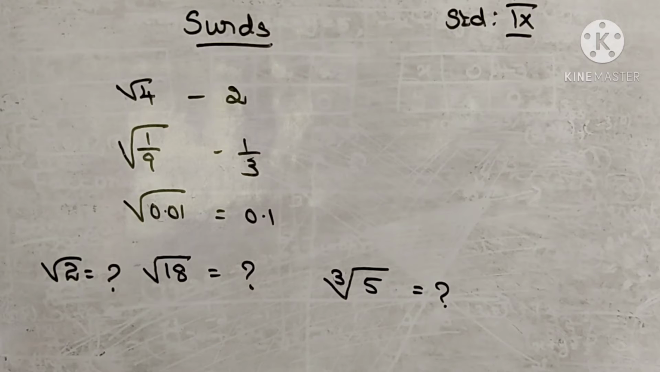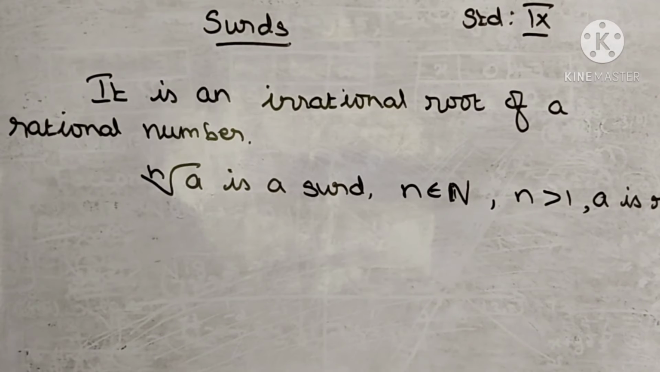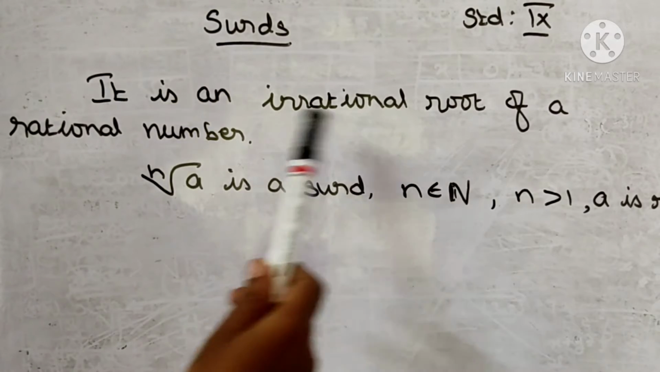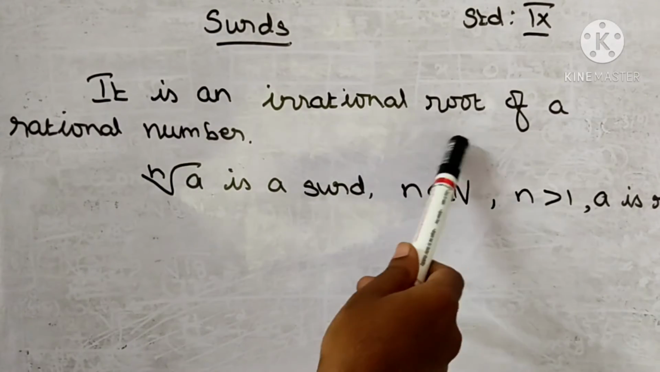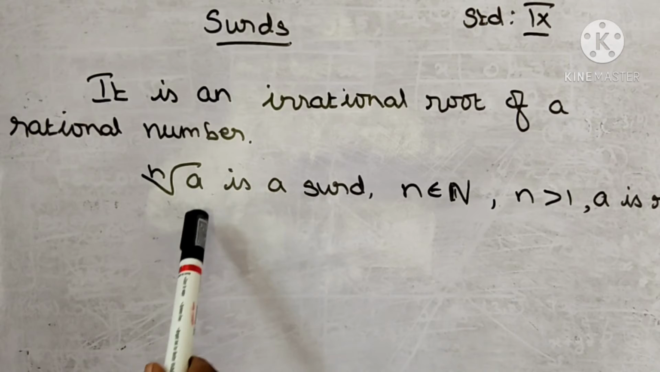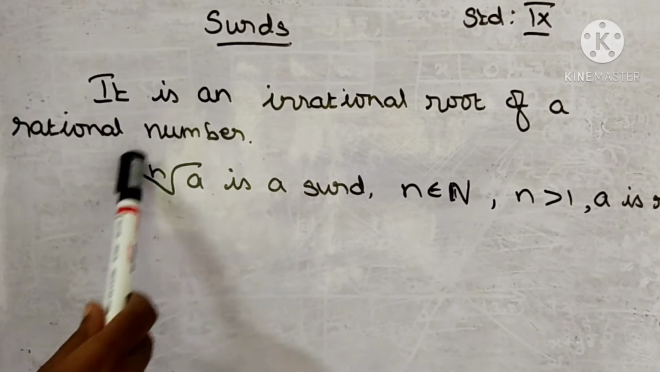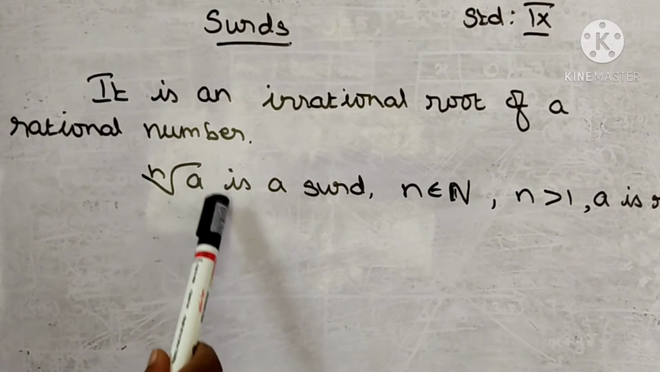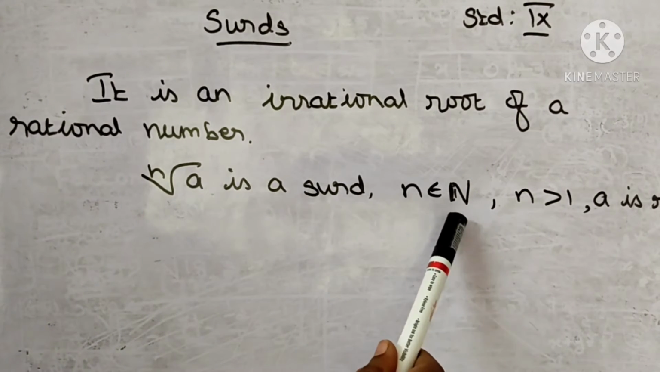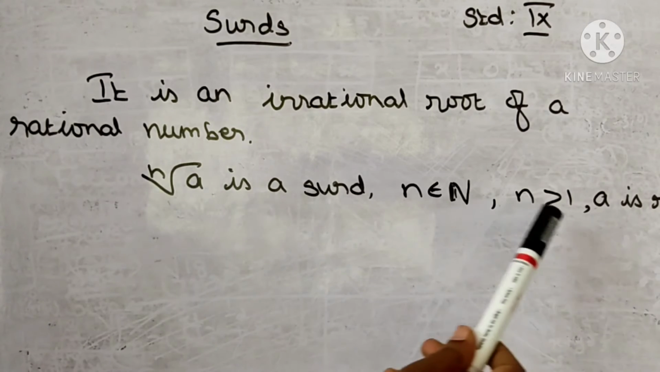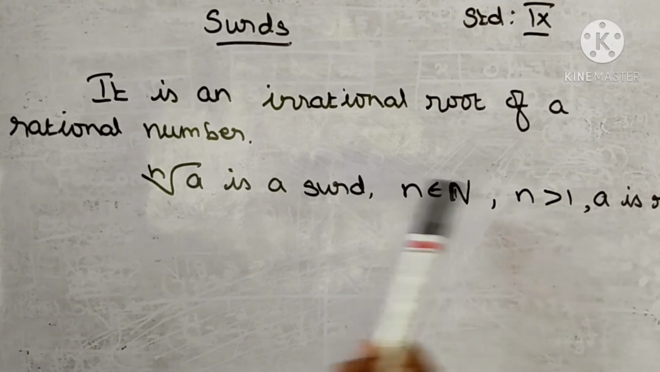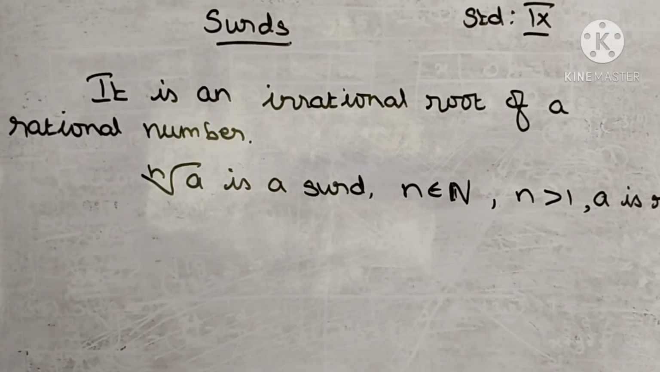Now I will explain the definition of surds. A surd is an irrational root of a rational number. Inside the root we write a rational number, so this is an irrational root. The nth root of a is a surd, where n belongs to the natural numbers and n is greater than 1, and a is a rational number. So a surd is an irrational root of a rational number.